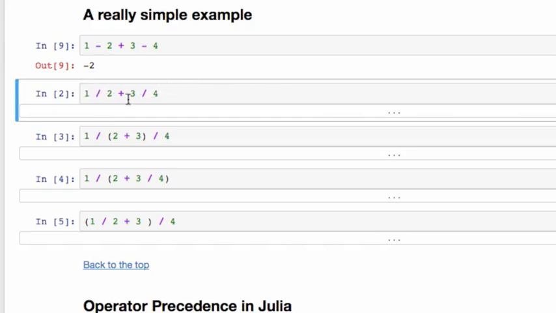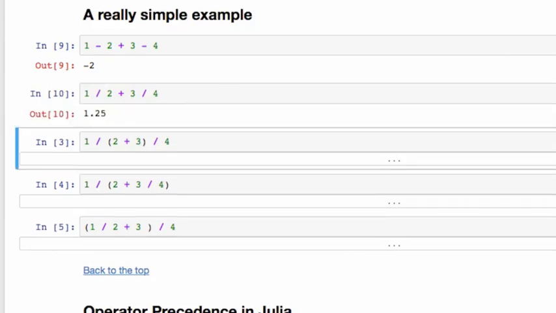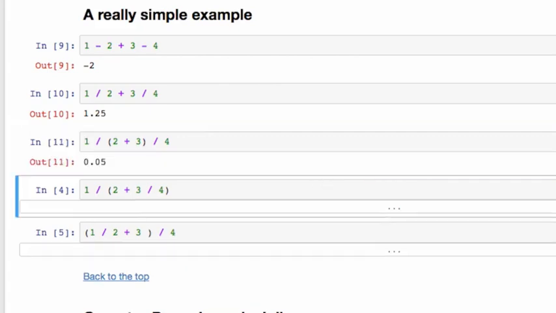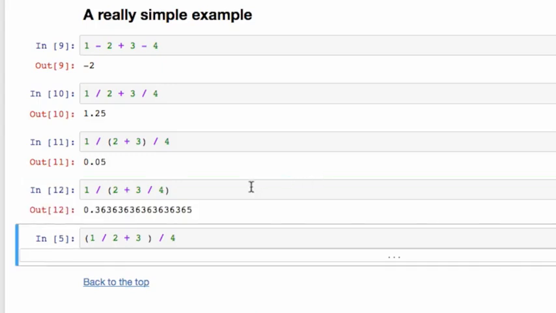Here we have 1 divided by 2, 3 divided by 4, and the result is a half plus a quarter. So we divide first, and then we add. If we wanted to do the addition first, we would put parentheses in, and now we have 1 divided by 5, so this is a quarter of 5. On the other hand, we can put parentheses to make sure that the last 3 numbers are first done, and the result is 0.36 or so. So this is actually, first we make 3 quarters, then it's 2 3/4. We divide 2 3/4 into 1, and we get that result.